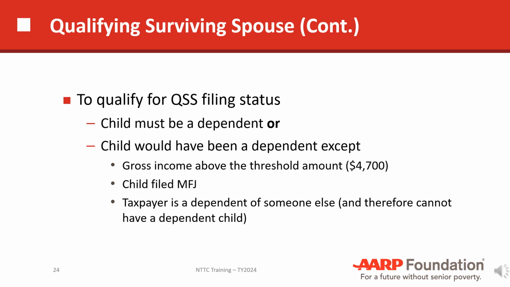Taxpayer is a dependent of someone else and therefore cannot have a dependent child. So even though the taxpayer is a dependent of someone else, they cannot have a dependent child, but they can still qualify for the qualifying surviving spouse. There's also another note here that an adult child that moves back with a widowed parent, a parent who's lost their spouse, can qualify the taxpayer for QSS status even if they have gross income of their own, as long as all other requirements are met.